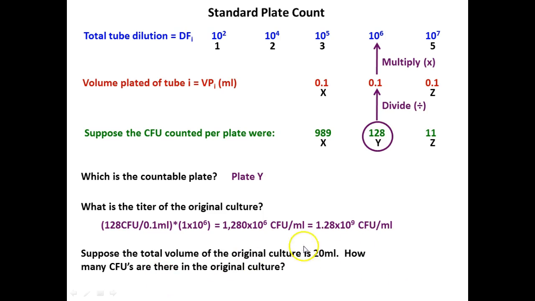If the original culture was 20 milliliters, we just multiply by 20. That will cancel out the milliliters and give you just the total CFUs. Right? So in this case, it's going to give you 2.5 times 10 to the 10th CFUs. That's a lot of bacteria. And that could even be on the low side, right? If the colony arose from more than one cell.